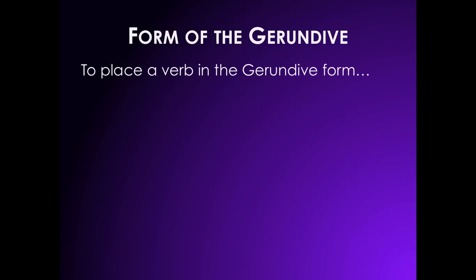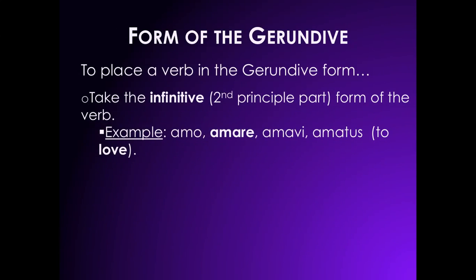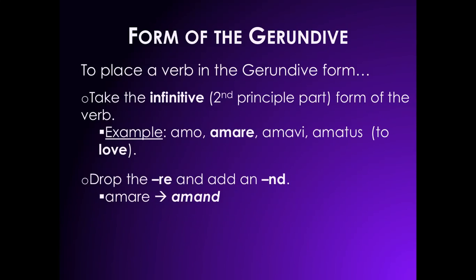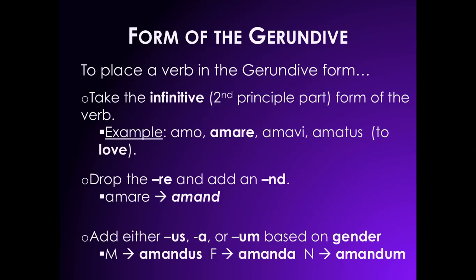So to put a verb in the gerundive form, you take your infinitive, your second principal part. So let's say to love, amo, amare, amavi, amatus. You take amare, you drop your re and you add nd, so amare becomes amand. You add nd to the end. Then you add either us, a, or um based on the gender of your modified noun.